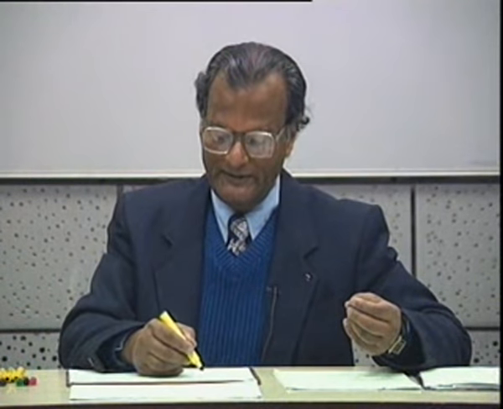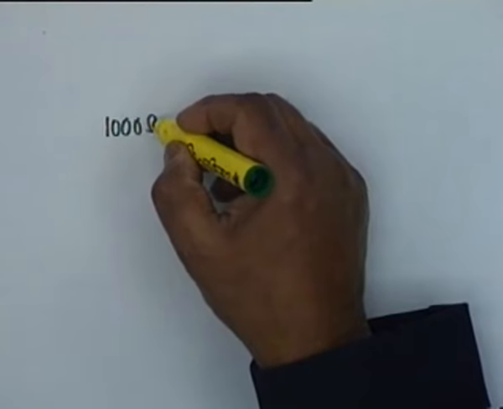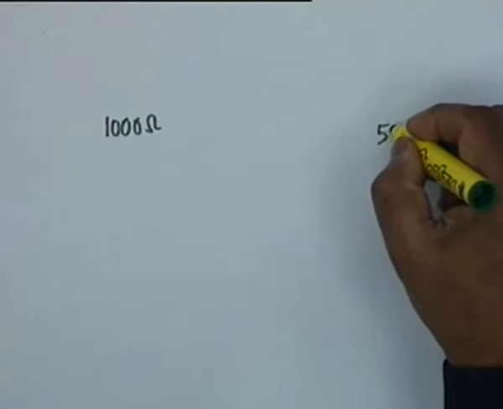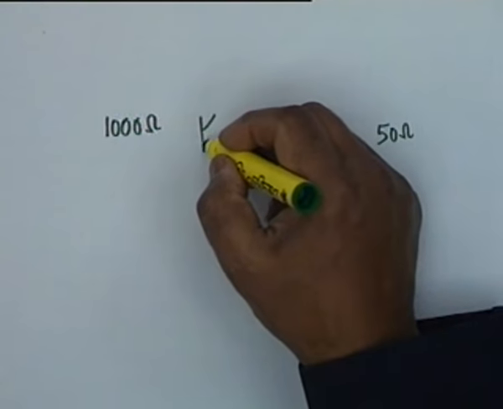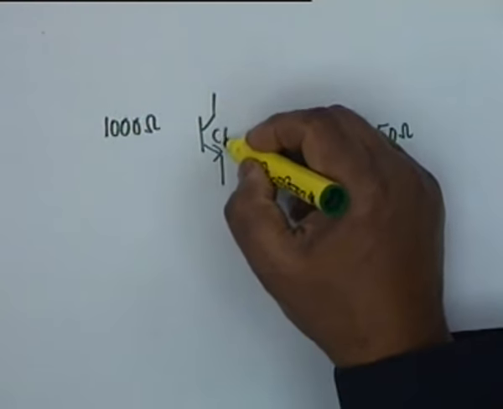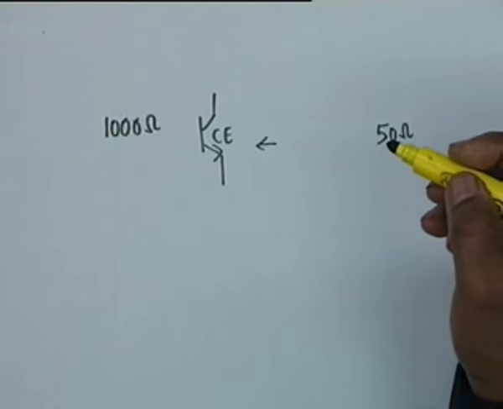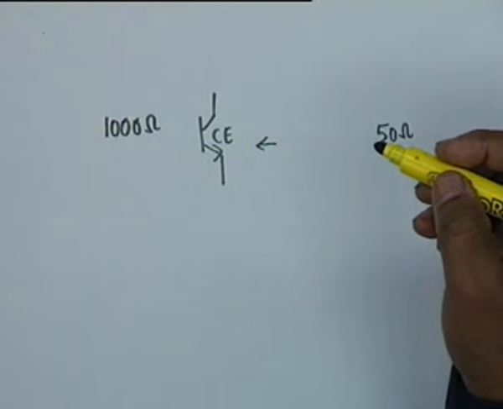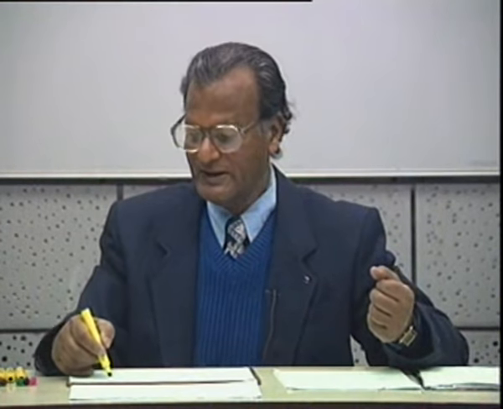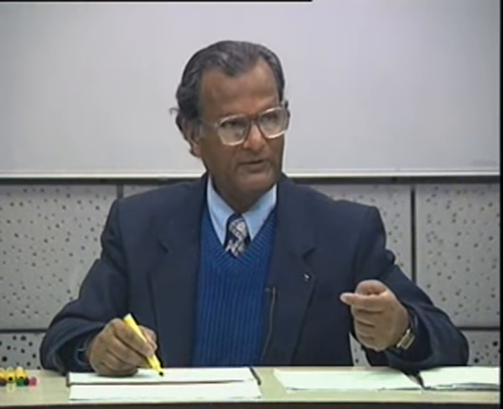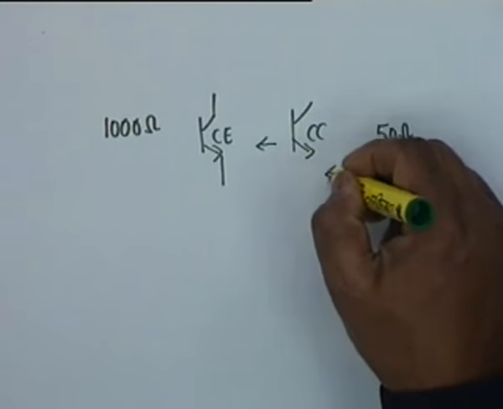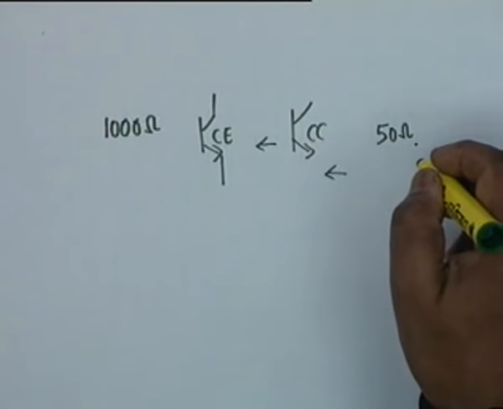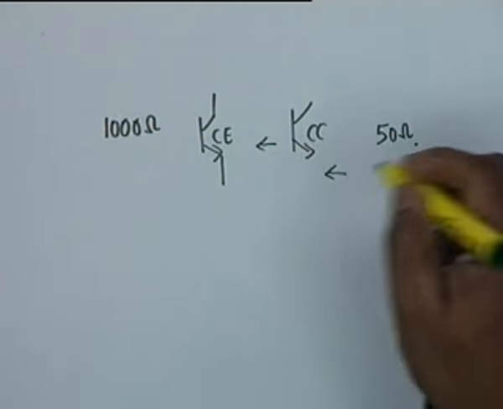For example, if you have a source of resistance, let's say 1000 ohms, and a load which is 50 ohms, and you want matching, obviously if you use a common emitter amplifier, a CE stage, the output impedance of a CE stage is equal to RC. It would be approximately a K or so, which cannot match 50 ohms. So what you do is you follow a CE stage by a CC stage whose 1 by Gm is equal to 50 ohms. Alright, so matching is performed.